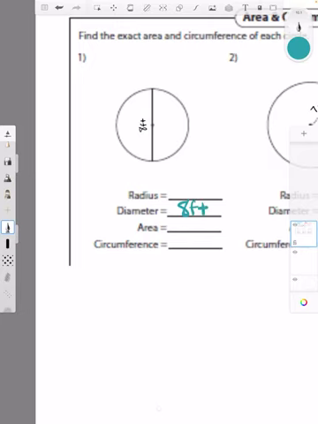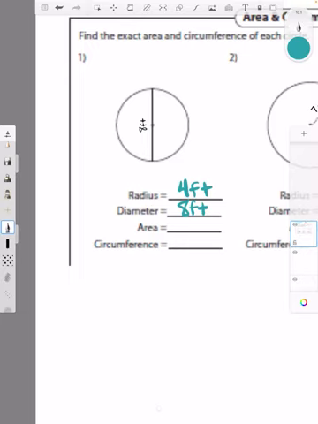All right, the next thing that we could do is figure out what our radius is. Always remember the relationship between the diameter and the radius. The diameter is twice the radius, so that means the radius is half of the diameter. So half of 8 would be 4. So now we know our radius is 4 feet. Since we know our radius, we can find our area and we can find our circumference.